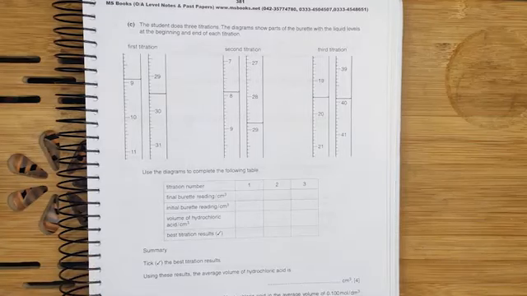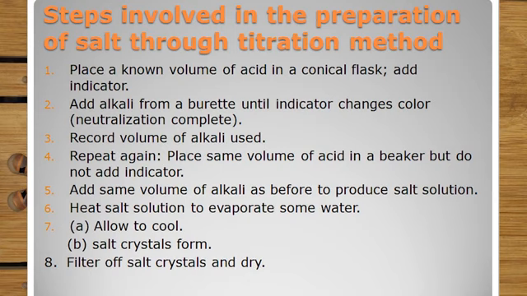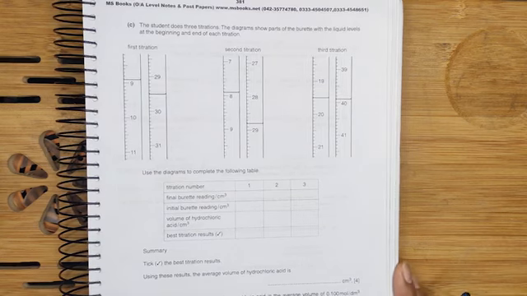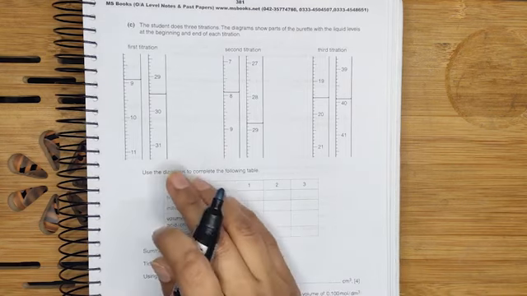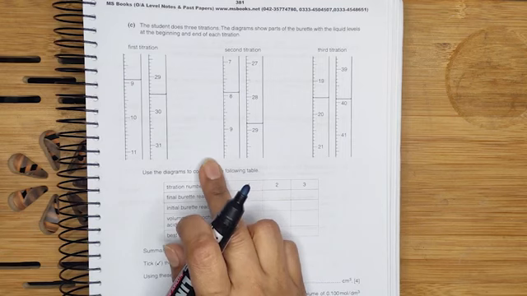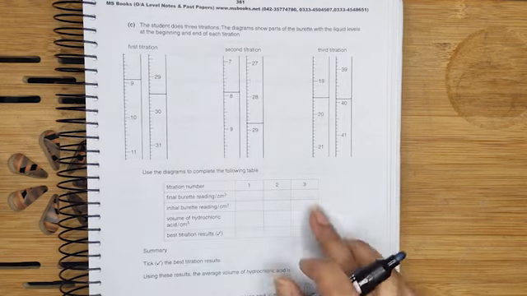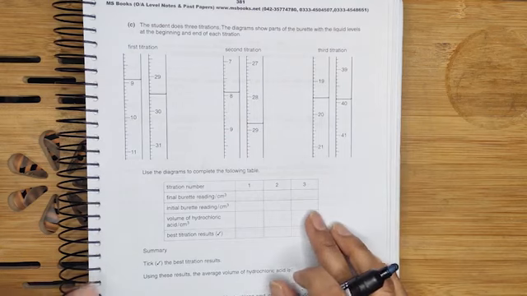Now here are some steps which are involved in the process of titration. You have to memorize all of these steps. If you get a question to write the process of titration, then you have to note down all of these steps. So try to memorize these steps. Now the next question which you will get in your ATP exam is a titration based question. This is a very important question and you must know how to read the values of these burettes.